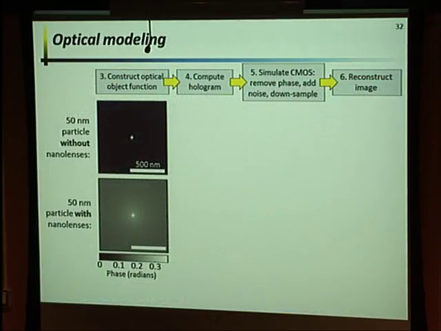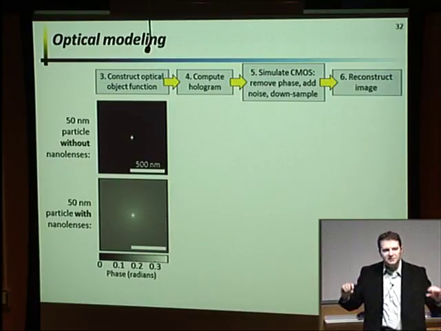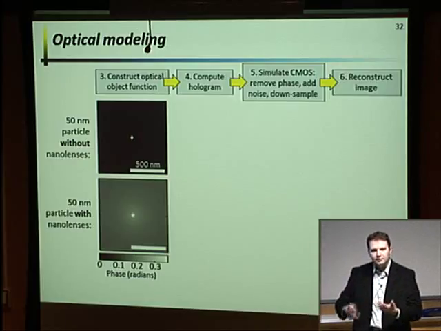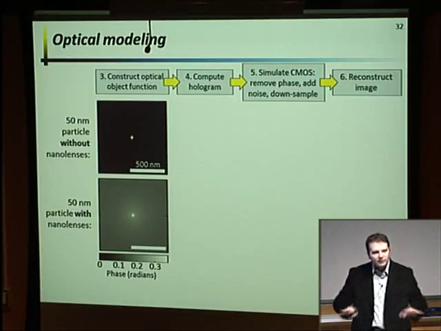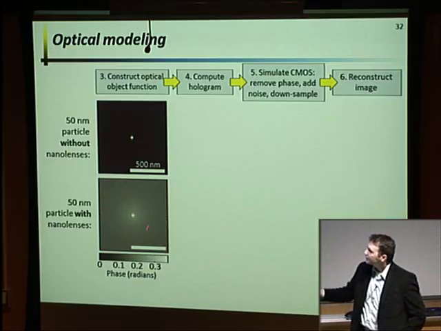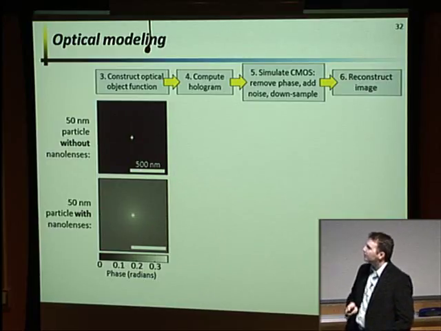To illustrate this scheme, I'm going to show you two cases. One case is we're looking at a 50 nanometer diameter particle without any of this film around it. And in the other case, we're looking at a 50 nanometer diameter particle with this film around it. So here we're plotting the phase of this object. This film has some thickness and some refractive index, and as light goes through it, it accumulates some sort of phase. So you see that there's this grayscale background that's tapering off. That's the effect of this phase object, where in the other case you don't see that background.